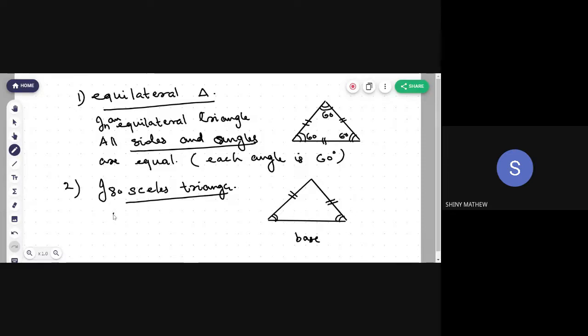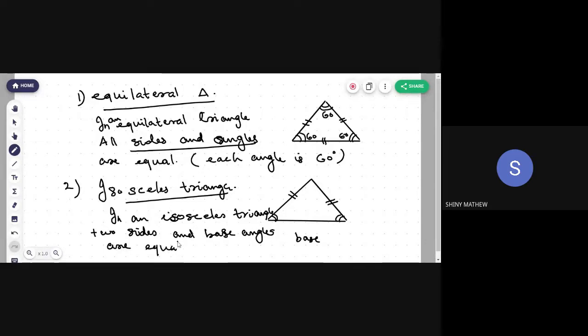So you can write, in an isosceles triangle, two sides are equal. Two sides and base angles. Base angles means the two angles opposite to that equal side, and base angles are equal. Whichever sides are equal, the angles opposite to those sides are called base angles. That base angles are equal. So in an isosceles triangle two sides and two angles will be equal. In an equilateral triangle, three sides and its three angles will be equal.